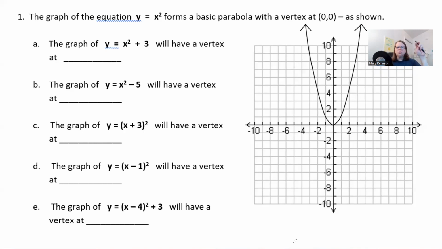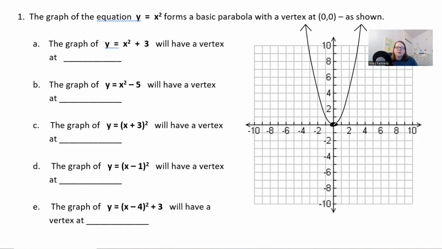It starts with the graph of y equals x squared, which makes this parabola. Parabola just means it's that U-shaped function. When you graph it, it has that curve to it. It can be up or it can be down, just so you know. It forms a basic parabola with a vertex at 0, 0 as shown. So 0, 0 right here, that's the origin.